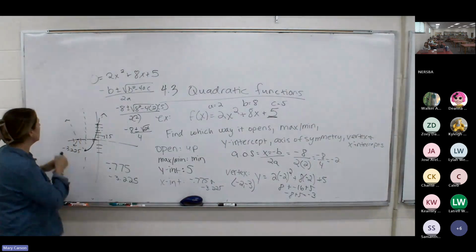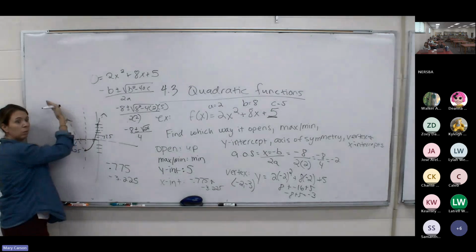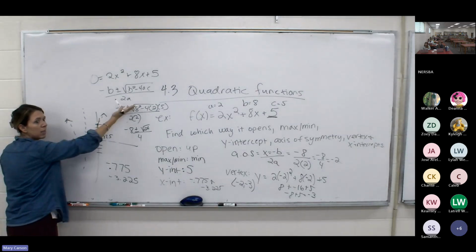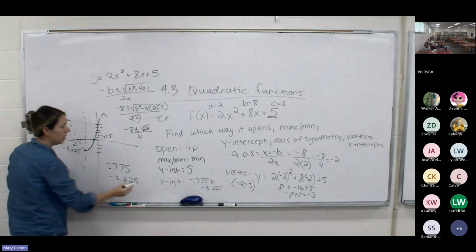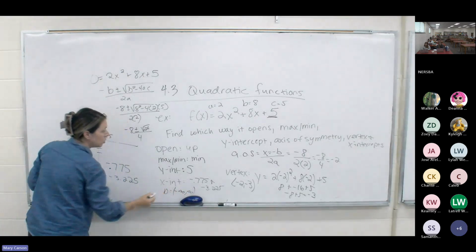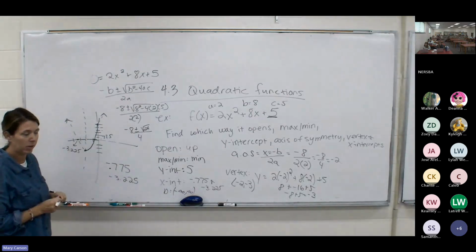So look, what does this arrow mean? This arrow means it's going to keep going to the left and up. What does this arrow mean? It's going to keep going to the right and up. So that means your domain is going to be from negative infinity to positive infinity. Just about all quadratics are going to be that, okay?